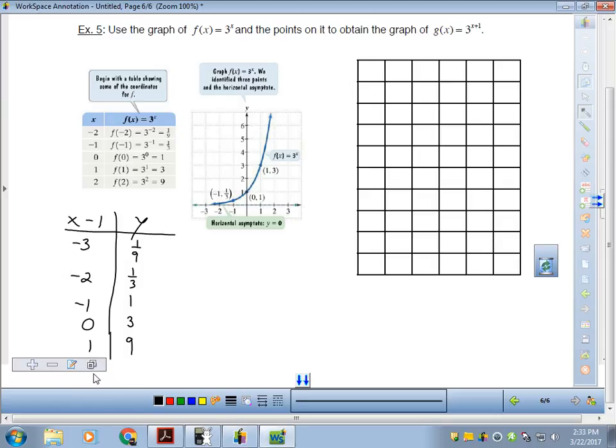And then we want to draw our graph. Now, this is going up to a y value of 9, so let's see. 9, 8, 7, 6, 5, 4, 3, 2, 1, 0. So 0 is going to be down here at that lower line. So there is my x-axis. There is my y-axis. And then I'm just going to plot these points. Negative 3 and 1/9. Negative 2 and 1/3. Negative 1, 1. 0, 3, and 1, 9.